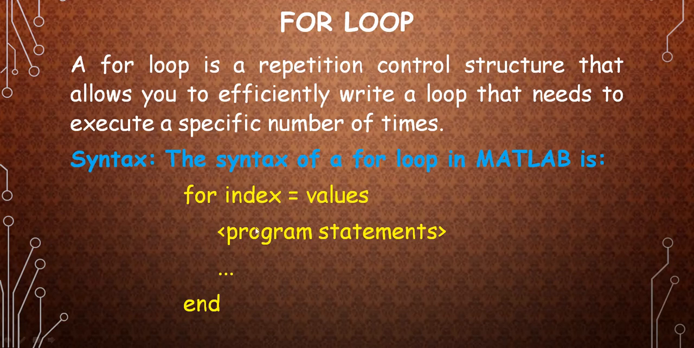But what is the syntax? Starting with for, then the index, you may give any variable: i, j, k, x, y, no problem. No need to initialize, no need to declare the type of the variable. Now equals values. Give any values like 1, 2, 3 in vector form, or colon 1 to 20 or 1 to 10, etc. Then inside, the statements are repeated for this number of times. Okay, I will show you in the example. Now closing with the end statement. With the end statement, we are closing the for loop.